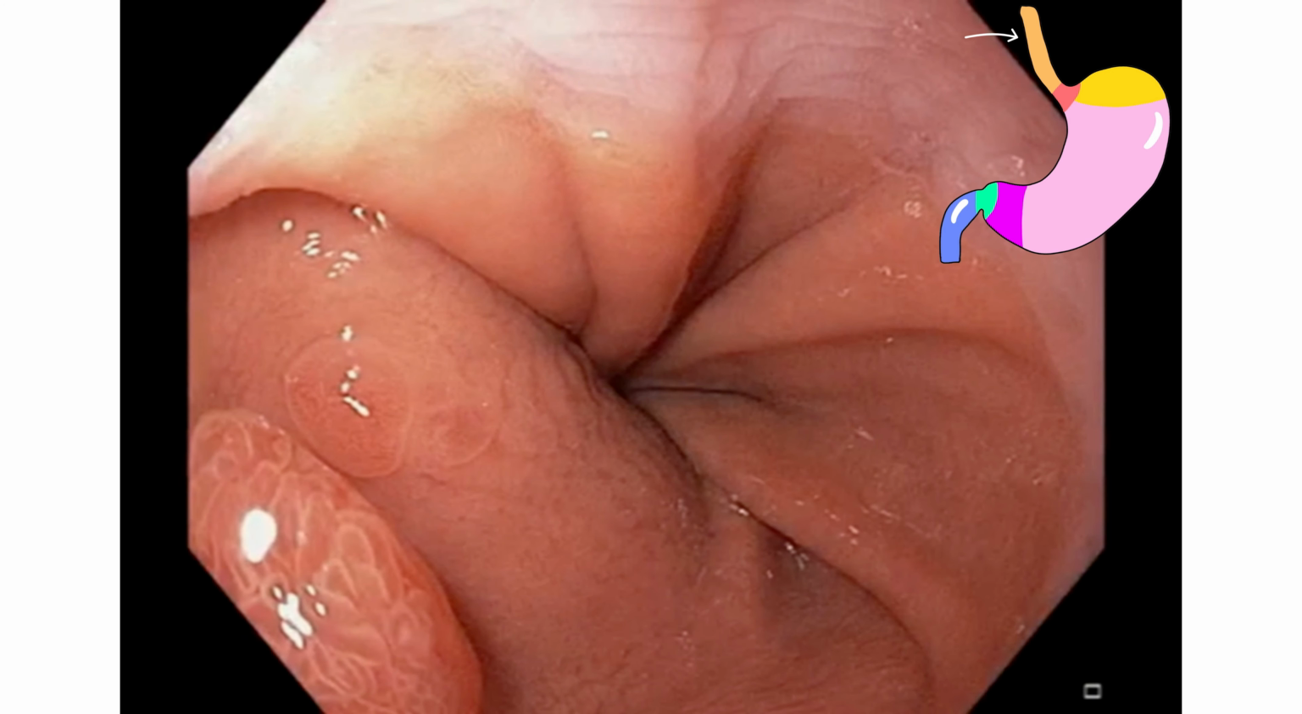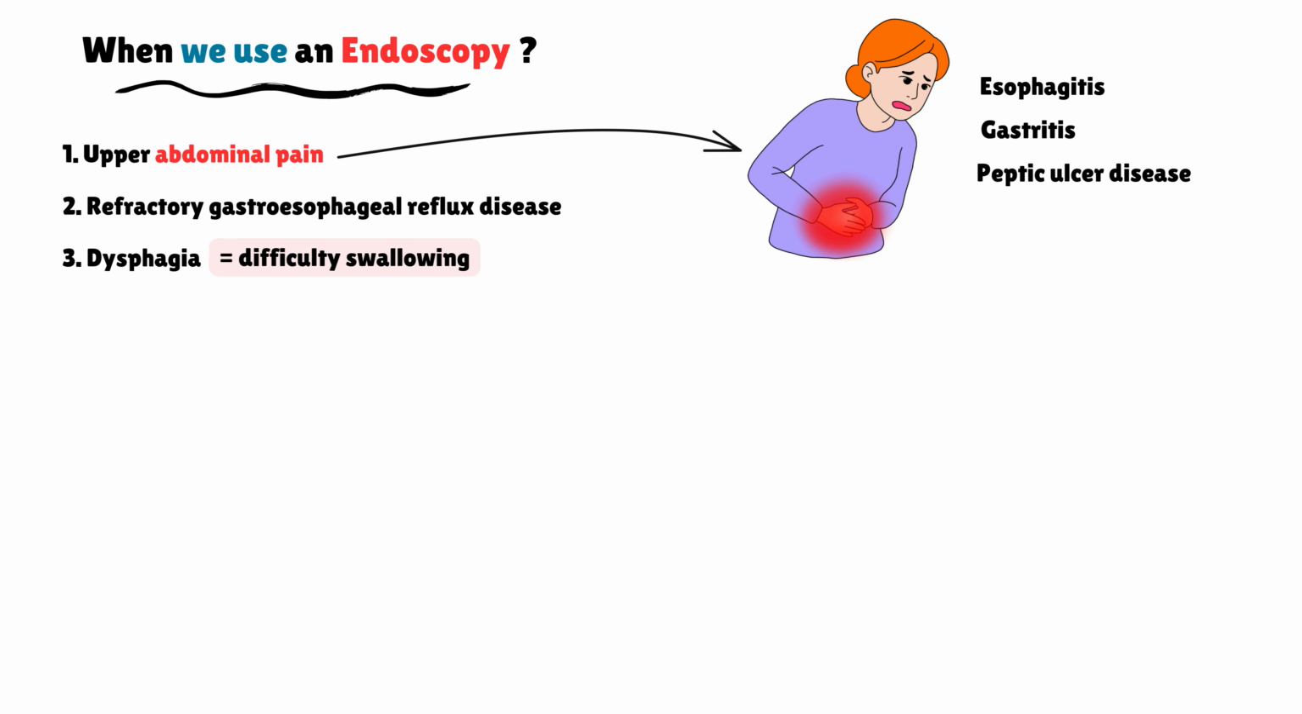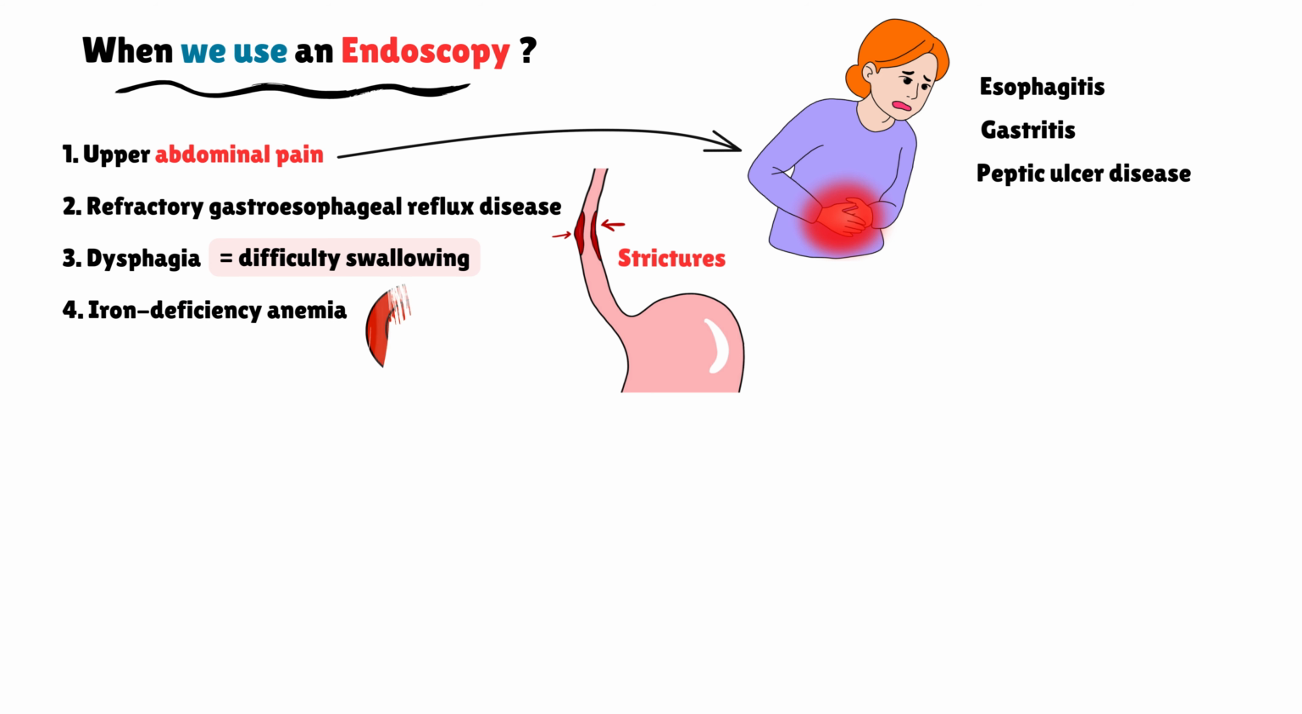For patients who suffer from persistent upper abdominal pain or refractory gastroesophageal reflux disease, an upper endoscopy is crucial. Like we said before, it allows us to investigate pathologies like esophagitis, gastritis, or even peptic ulcer disease. Dysphagia is the clinical term for difficulty swallowing. A patient with dysphagia requires an endoscopy to evaluate for a potential mechanical obstruction, such as a stricture or even a tumor. Iron-deficiency anemia can be a sign of slow, chronic blood loss from the GI tract. So investigating anemia is a very important role of the upper endoscopy.